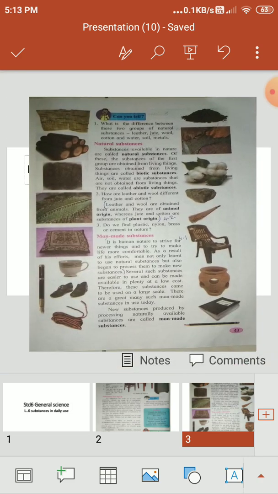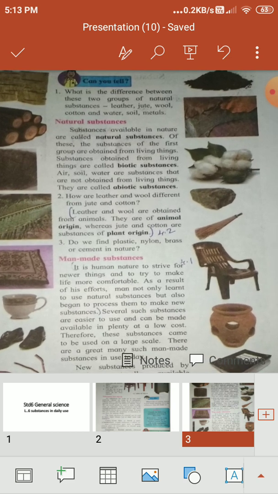Jute and cotton are substances of plant origin. Cotton we get from the cotton plant to make different types of saris, pillows, handkerchiefs, thread, fiber, etc. Jute is used for making brooms and various products, and jute bags. Do we find plastic, nylon, brass, or cement in nature? No, we can't. These substances are man-made substances.